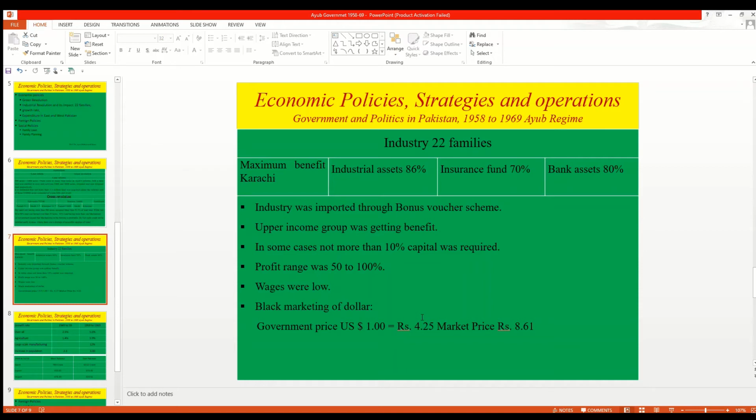So these were the policies which augmented the interest of 22 families, which helped to accumulate the wealth in few hands, and this created a problem because this was the time when there were conflicting ideologies, and this thing raised resentment against Ayyub Khan and 22 families. And in 1969, a powerful movement was launched by the workers and students.